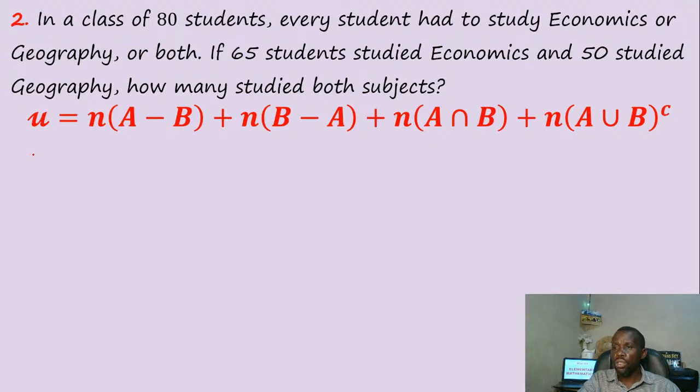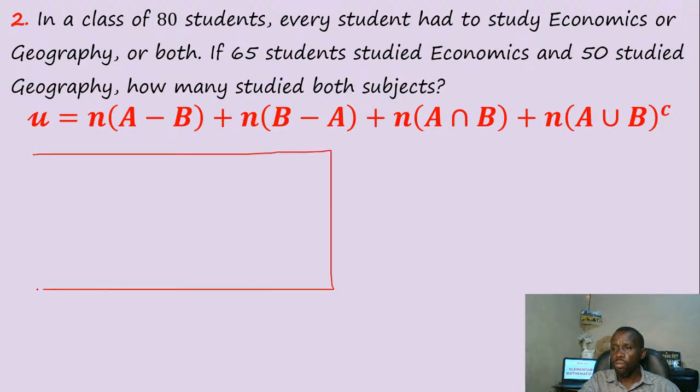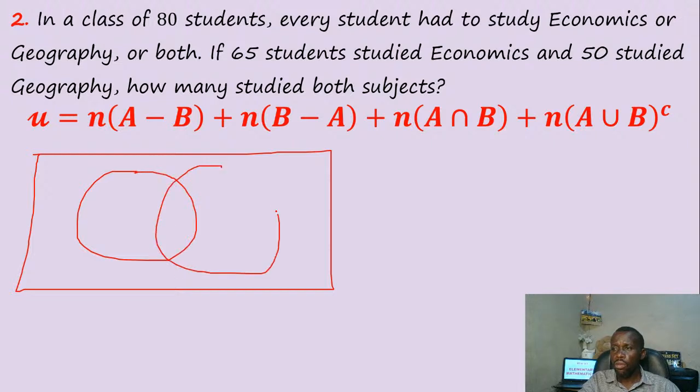Okay, so let's draw that. Two rings. Use G for geography and E for economics. In a class of 80 students, that means the universal set is 80. So I can put it anywhere, 80. Let me put it close to the E.